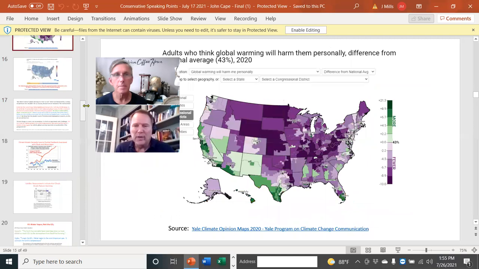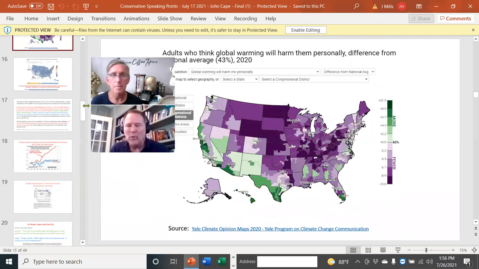The next slide shows a little different perspective. This one shows how many people believe that global warming will harm them personally. As of 2020, that number was 43%. All the areas in purple are areas where less than 43% believe that. The areas in green are areas where it's higher than 43%.